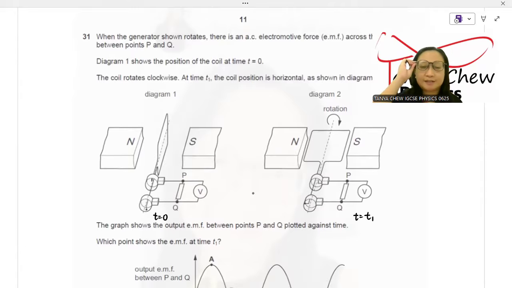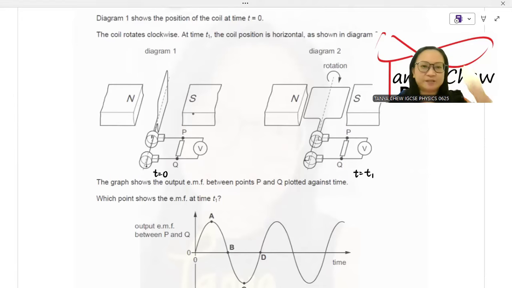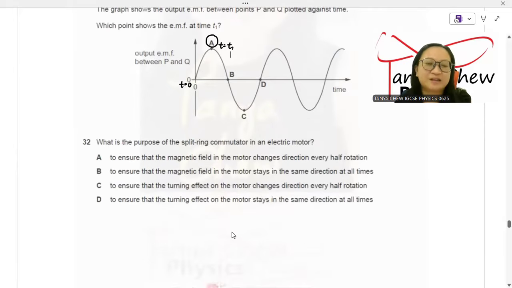Could you see that this is an AC generator? Now, when the coil is in this position, between the two sides of the coil there's nothing, it's just air. There is no coil that cuts the magnetic field of the magnet. So that is why the EMF induced is equal to 0. This is time equal to 0. So when the coil is in the horizontal direction, maximum cutting of magnetic field occurs, which induces the maximum EMF. That is why the answer is A. T is equal to T1. Answer is A.